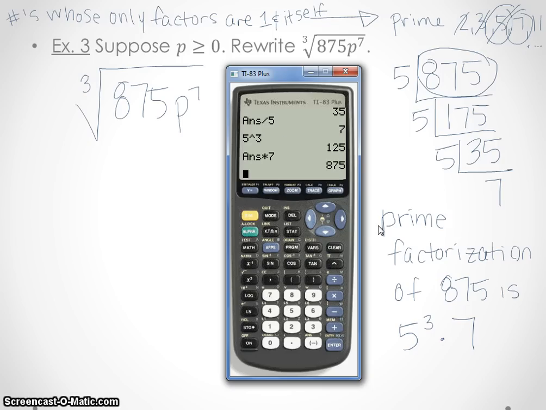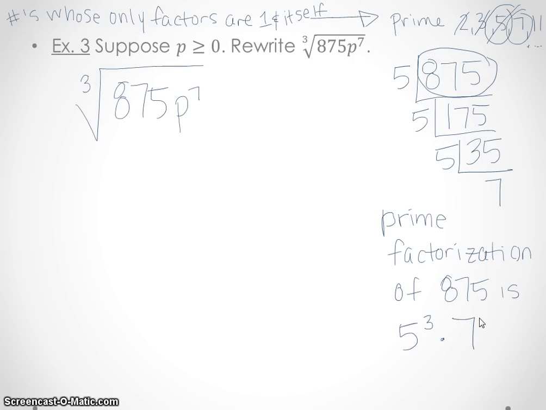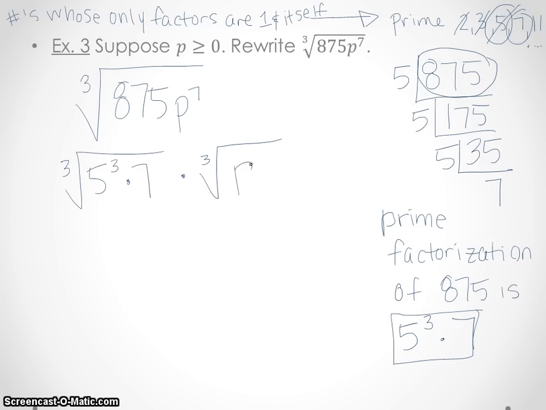Okay, so we're going to replace 875 since it's equivalent here. We're going to replace 875 with 5 to the third times 7, which seems weird at first, but just trust me here. So we have 5 to the third power times 7. And then, let's separate this right now. I'm going to say cube root of p to the 7th. We can separate that because we can separate the 875 and the p. Okay, so get rid of the p's for right now. Let's focus on this.